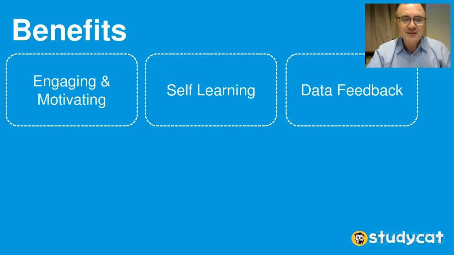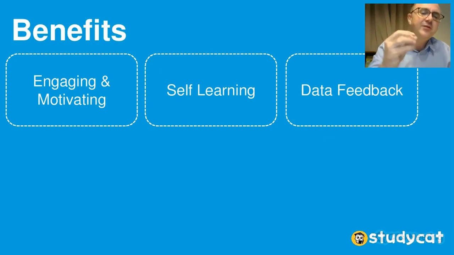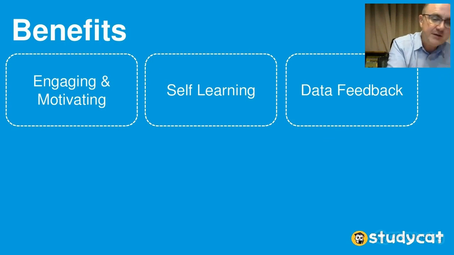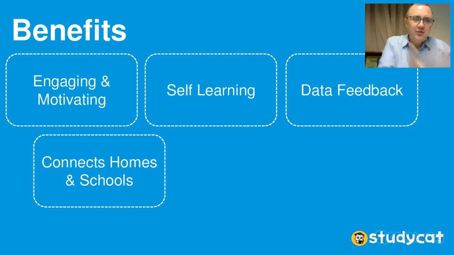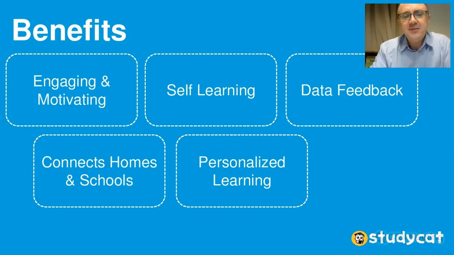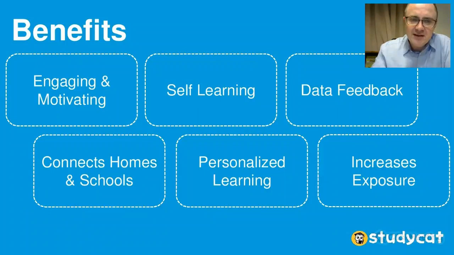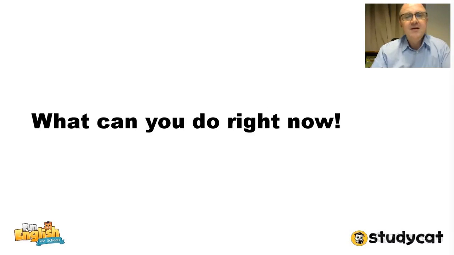It has data feedback. It means that we get data on learning, which means we can create better learning experiences for our kids. It connects schools and homes, so parents are now finally able to see what is happening, rather than you say, oh, you want to tell the parent how your child is doing, but you get 2 minutes to tell the parent. Now the parents can see every day. It's personalized learning, it's focusing on the kids, and it is increasing exposure.